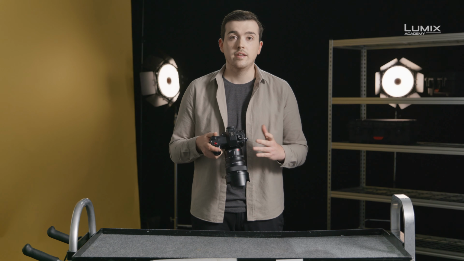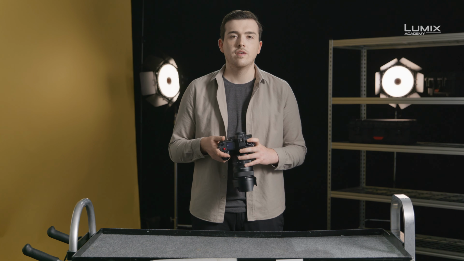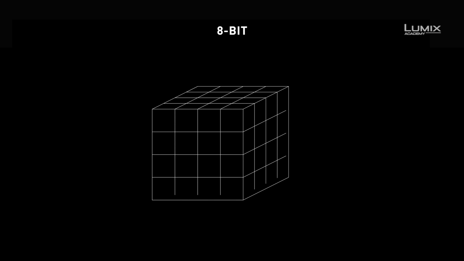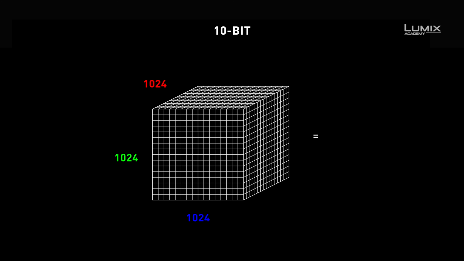10-bit, or the color depth or bit depth, is a measure of how many individual colors the camera is capable of recording. 8-bit color depth contains 256 individual colors for each of the red, green and blue channels. 10-bit color, on the other hand, contains 1024 individual colors for each RGB channel. That's 64 times more color information.